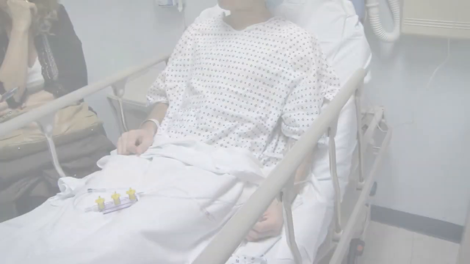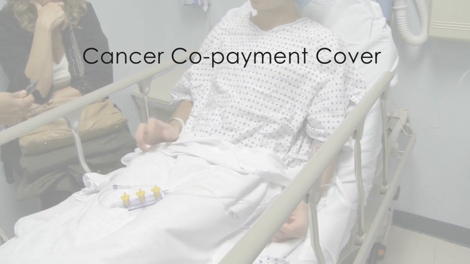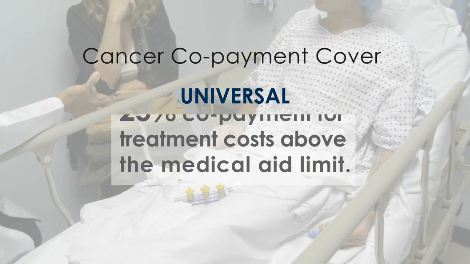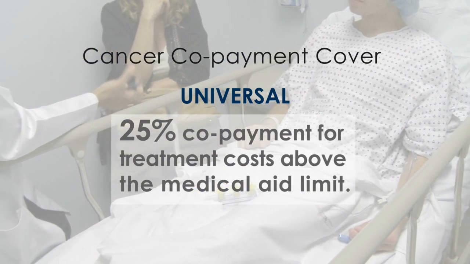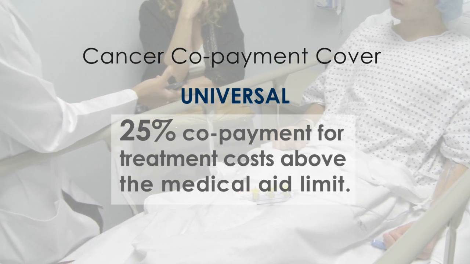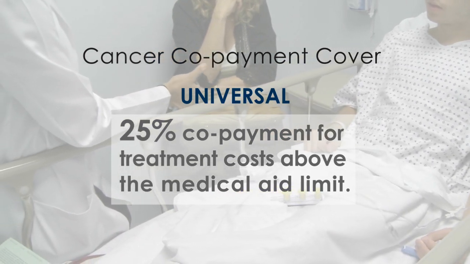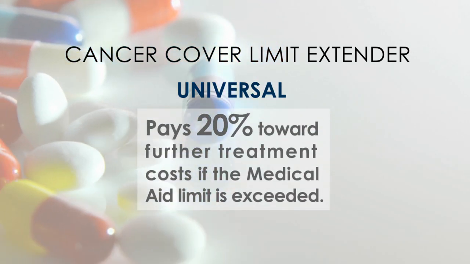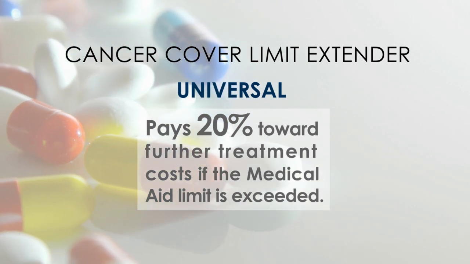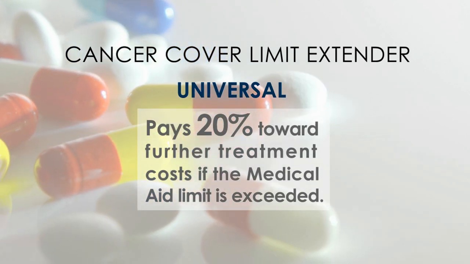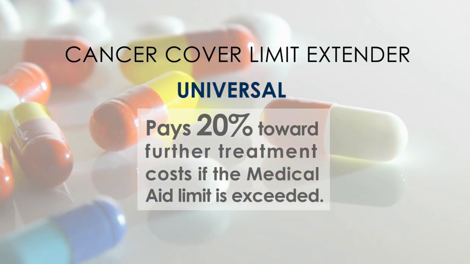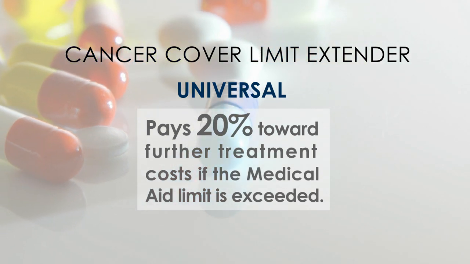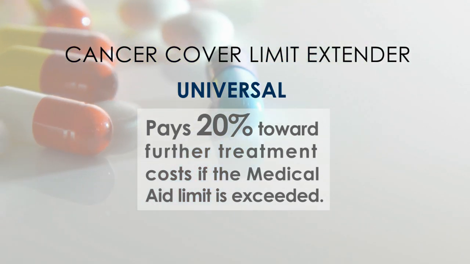Where a co-payment is due for cancer treatment costs that exceed your medical aid's cancer limit, the Universal GAP policy will cover this amount, subject to a maximum co-payment amount of 25% of the treatment costs. Your Universal GAP cover also provides cover where the treatment cost limit imposed by your medical aid is exceeded and they won't fund further treatment. This benefit will pay 20% towards further treatment costs and can be used for general treatment costs or for biological and other specialized cancer treatment.